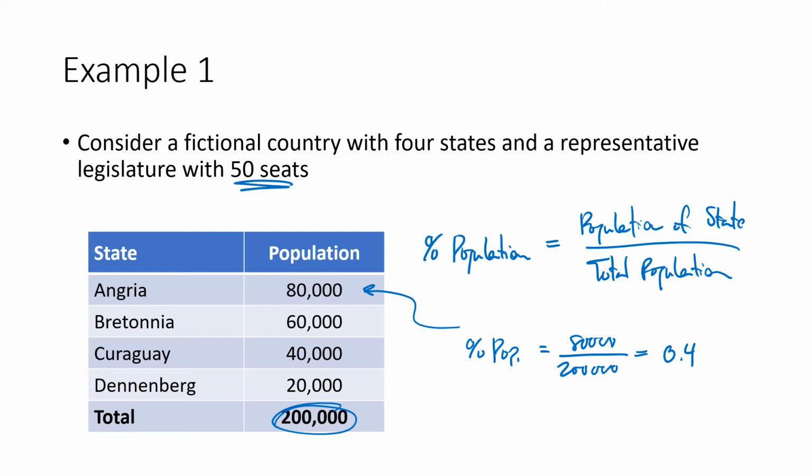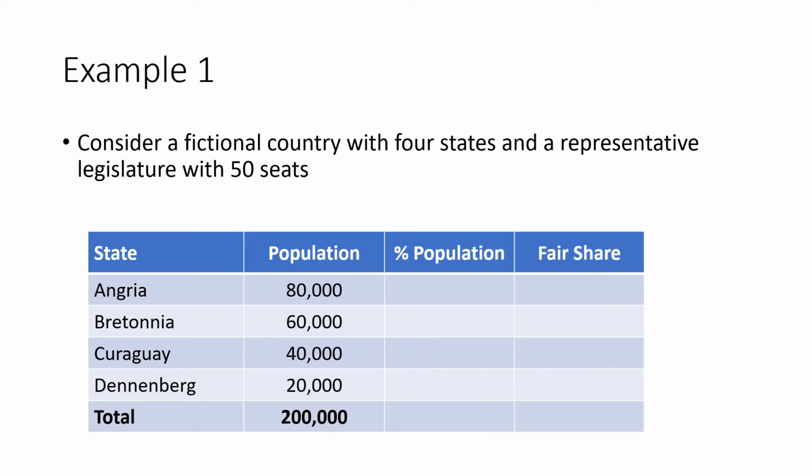Now, when we want to convert a decimal to a percentage, we're going to take that decimal point and move it to the right 2 spaces. And any empty spaces we fill in with zeros, and so that would be 40%. So we're just going to do that for every state. So we figured out that state A has 40% of the population.